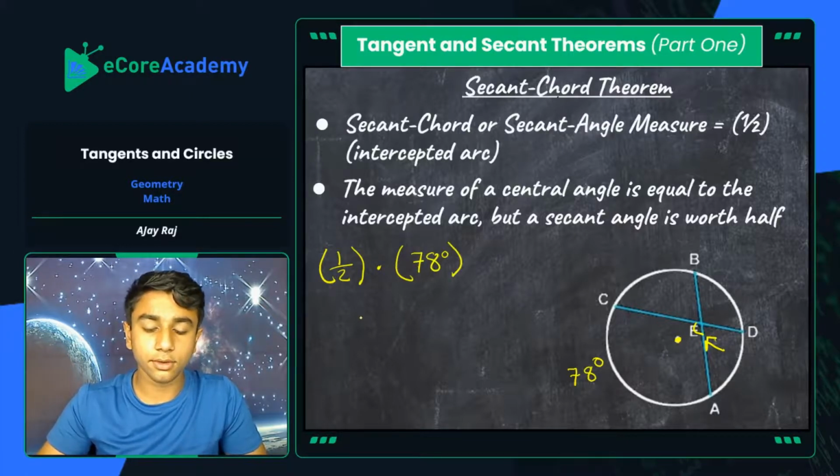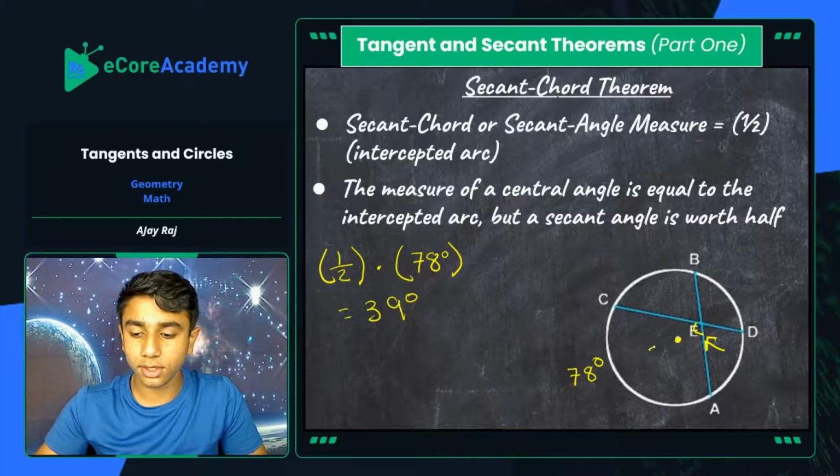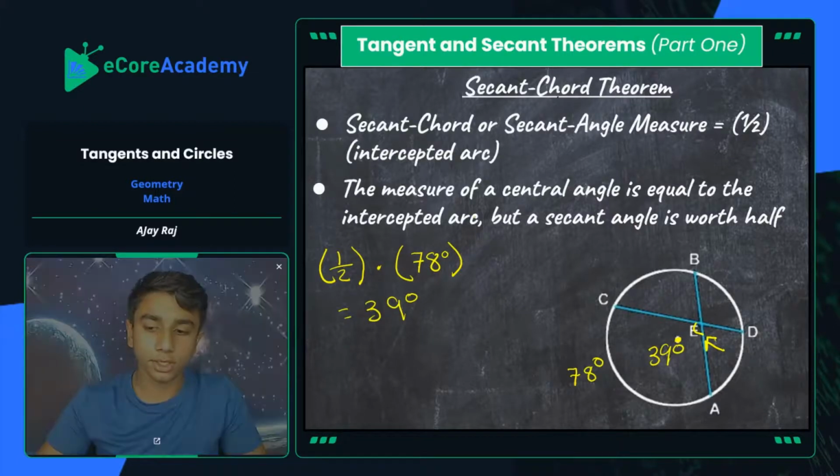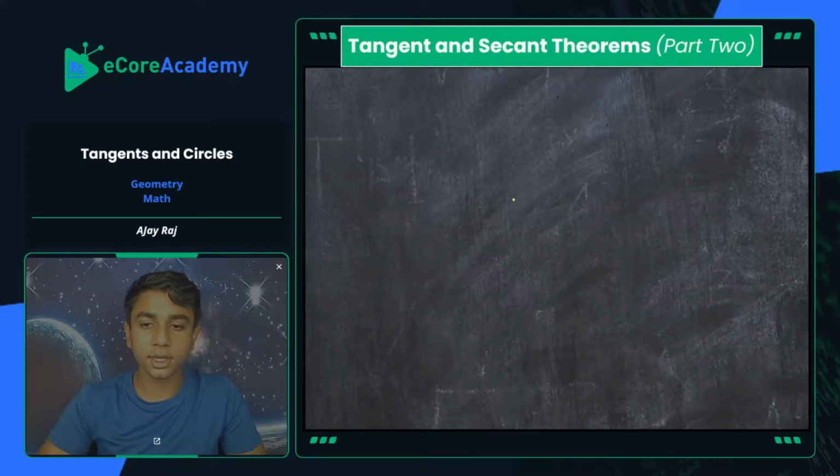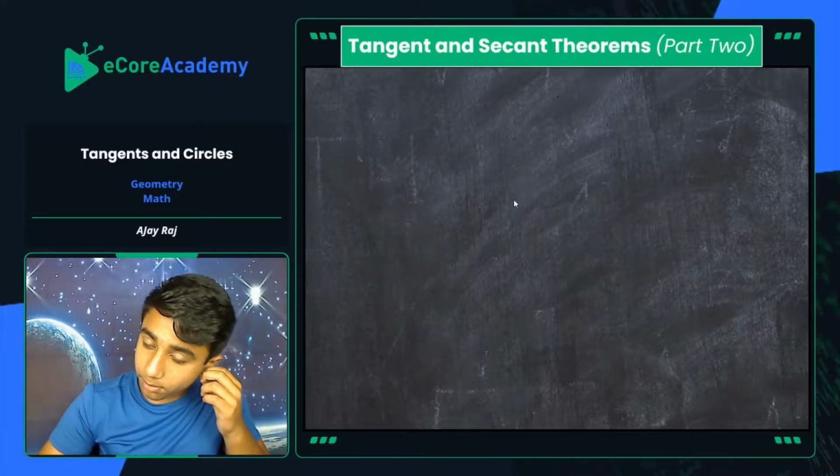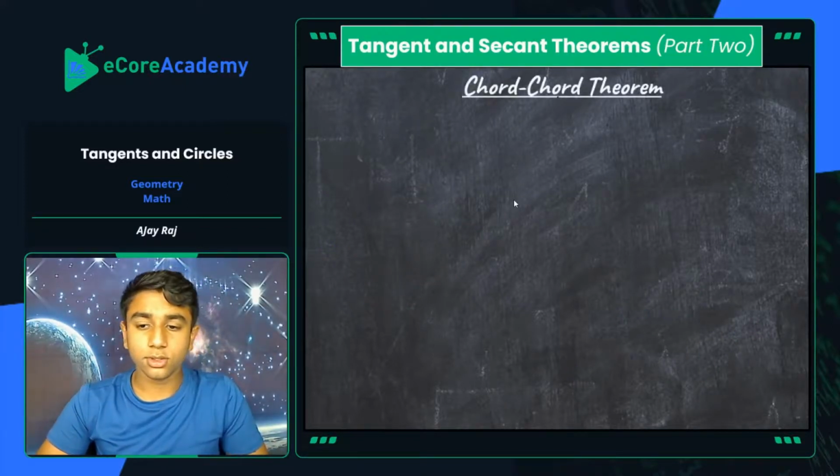1/2 times 78 degrees equals 39 degrees. So that means the measure of the central angle, this chord or secant angle, is 39 degrees. Let's move on to the next tangent and secant theorem, part 2. This is the chord theorem.